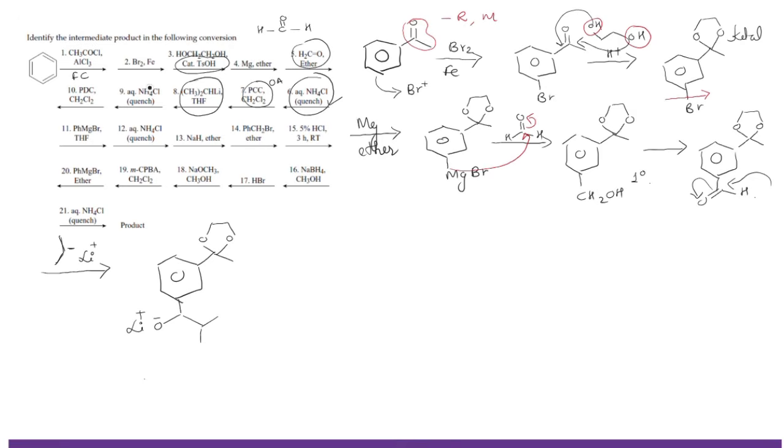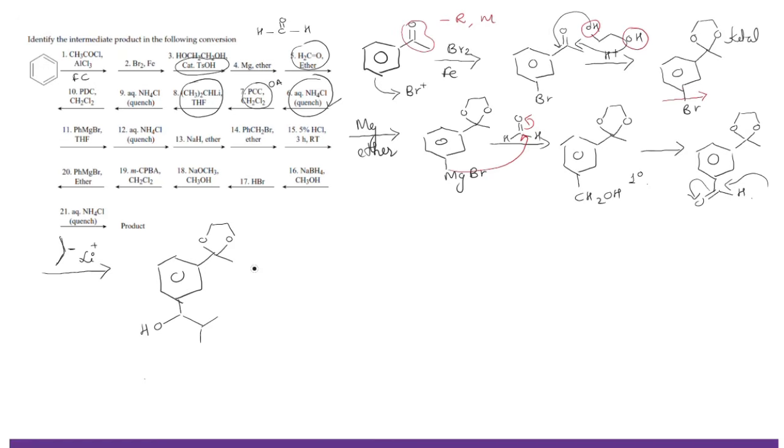And you see again we are quenching this. As I told you earlier, the inorganic part, whatever we have, MgBr, lithium, all of these, if you have to get rid of, just use aqueous ammonium chloride and you are going to get the corresponding alcohol. This is the product after doing the ninth reaction. Now this molecule is treated with an oxidizing reagent, PDC in dichloromethane.